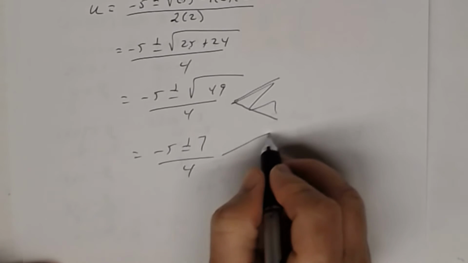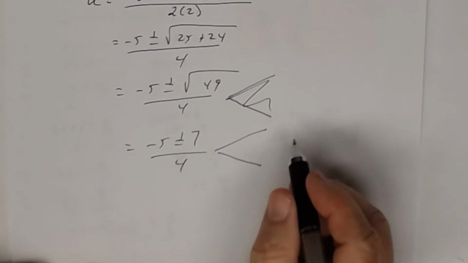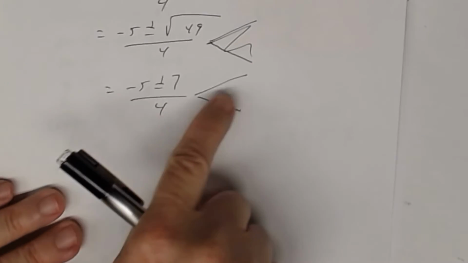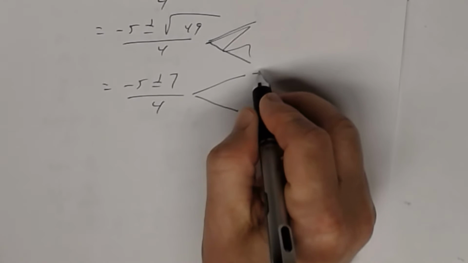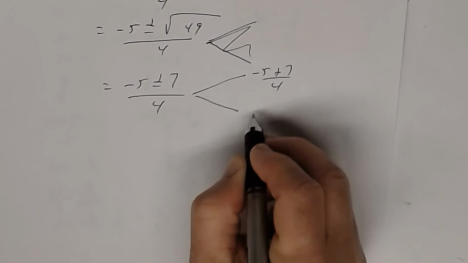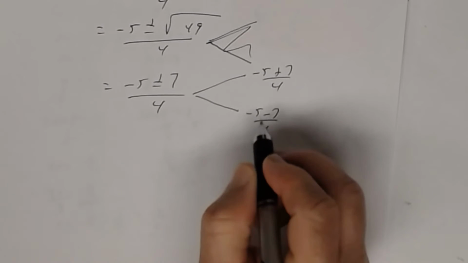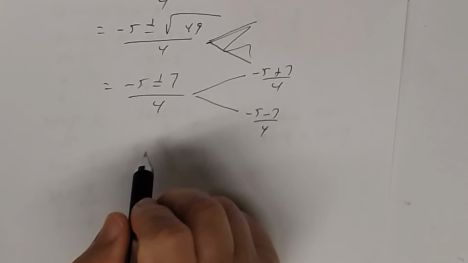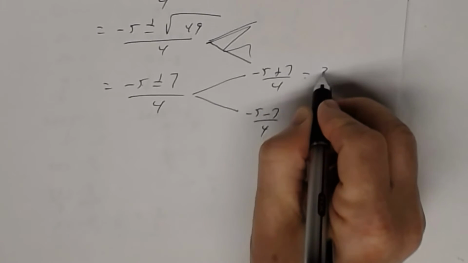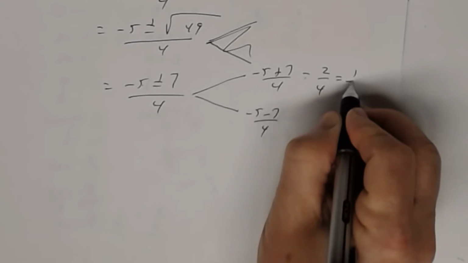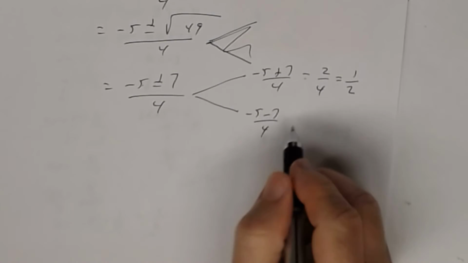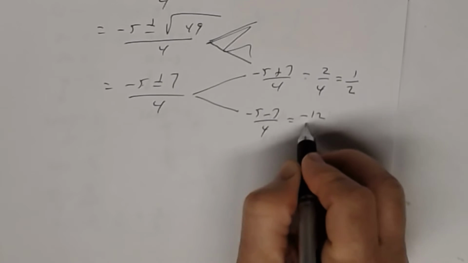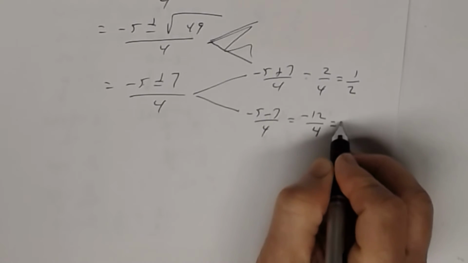Now at that point, I'm going to split it apart so I can get those two rational solutions. Because remember, your rational solutions are 1/2 and negative 3. So split it apart now. That becomes negative 5 plus 7 divided by 4, and negative 5 minus 7 divided by 4. So negative 5 plus or minus 7 means negative 5 plus 7 and negative 5 minus 7. Negative 5 plus 7 is 2, so you get 2/4, which is reduced to 1/2. And that's one of them. Negative 5 minus 7 is a negative 12, divided by 4, and negative 12/4 is a negative 3.